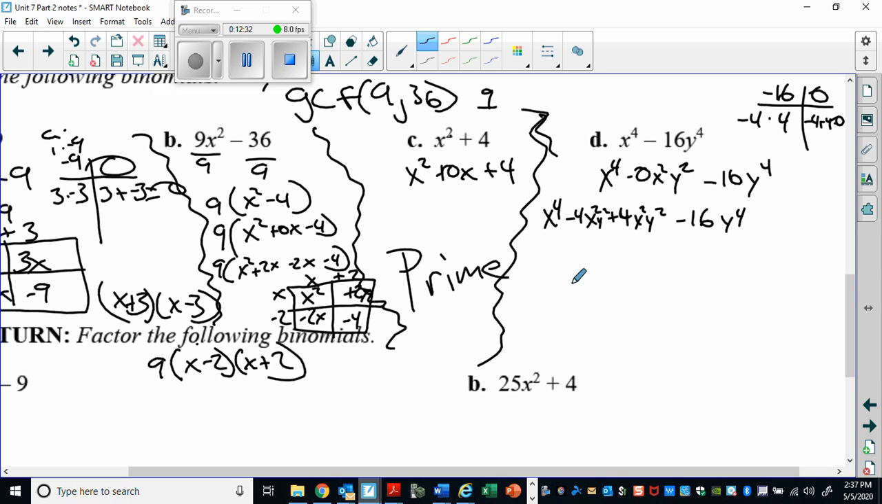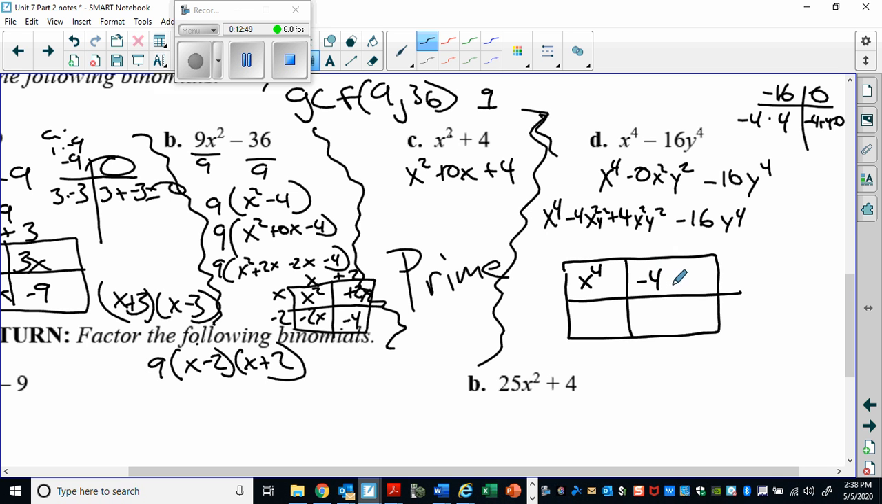Now, we're going to break it up. Okay, so we're here. We draw our 4 boxes. We insert our numbers that we're going to go ahead and break out. So we have x to the fourth. We have negative 4x squared y squared. We also have positive 4x squared y squared. We have negative 16y to the fourth.